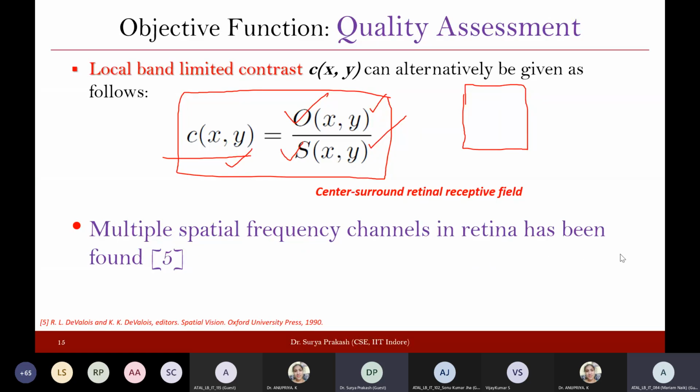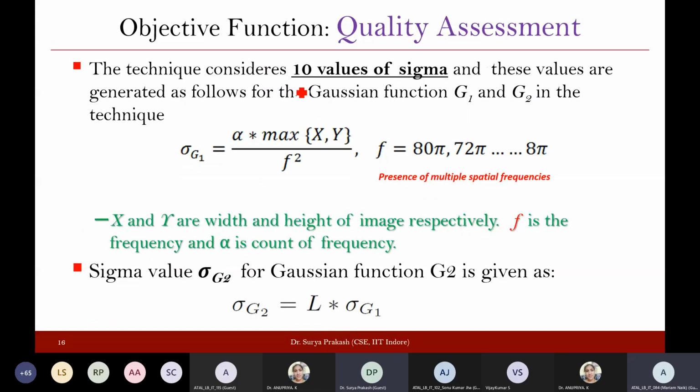One more thing we see is that when we do visualization using the retina, this visualization happens with the help of multiple frequencies. That notion is also incorporated here. So this contrast is calculated for some n number of frequencies, and the value of that n is 10 here. For the 10 different frequency values, sigma 1 is computed, and based on that sigma 1, we compute sigma 2.